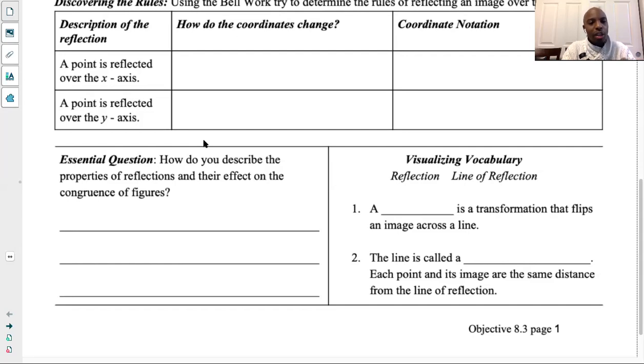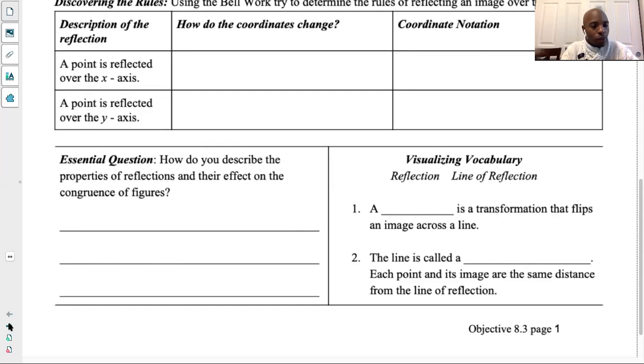We're just reflecting it or flipping it over something called the line of reflection, which is a line in itself. It could be the x-axis or the y-axis or any other line on the graph. Today we're only focusing on flipping it over the x-axis and flipping it over the y-axis, but we do want to be able to flip it over other lines of reflection as well. So let's go to the next page.